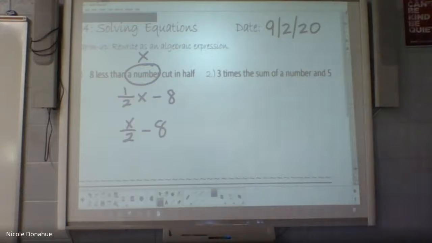So 8 minus a half X is a different situation. You're taking that 8 away. If I say I have $8 less than you, then you take your amount of money and then subtract 8 from it.